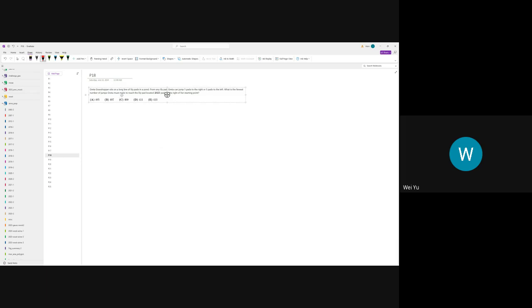Okay, Greta Grasshopper sits on a long line of lily pads in a pond. For any lily pad, she can jump 5 to the right or 3 to the left. So we have to find the fewest number of jumps she must make to reach the lily pad located at 2023. So let's suppose she starts at 0 and she tries to get to 2023.